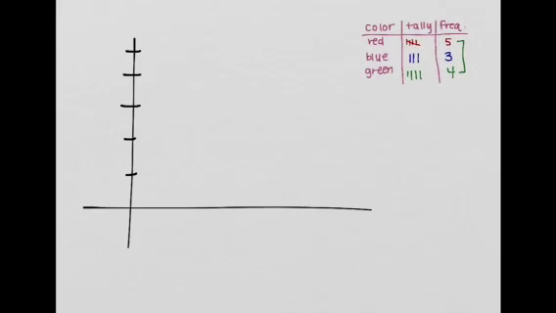Okay, so how about we start off with the red? The red has 5. So I'm going to say this is the red's interval. This is the blue's interval. I'm trying to make these as equal as possible. And this is the green's interval. Okay. Now the red has 5. So 1, 2, 3, 4, 5. And make a rectangle. And then I shade it in.